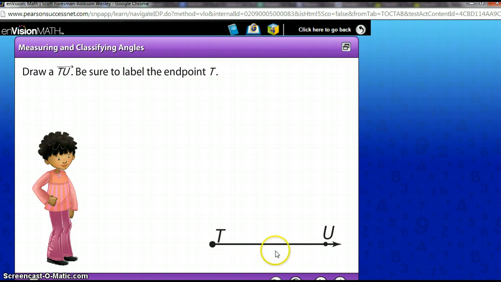So the first thing you do, just draw your bottom ray, and you can use your protractor to do that. Just so you can see, you would start here in the middle and draw a ray out that way. Just draw a nice straight line going that way. That'll be your first step.